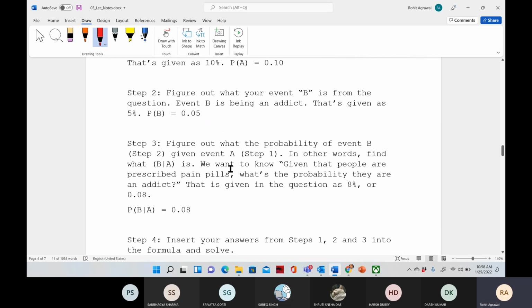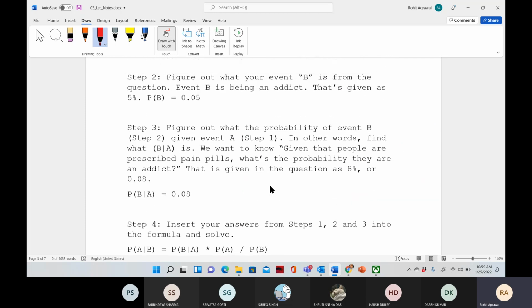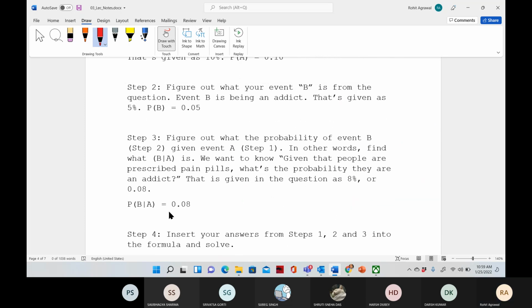So this is overall 5%, and out of all the people prescribed, that means it is given that they are prescribed. So what it will be? It will be P of B slash A. ठीक है, this one. ठीक है, so you can see this is a P of B slash A here, this one.